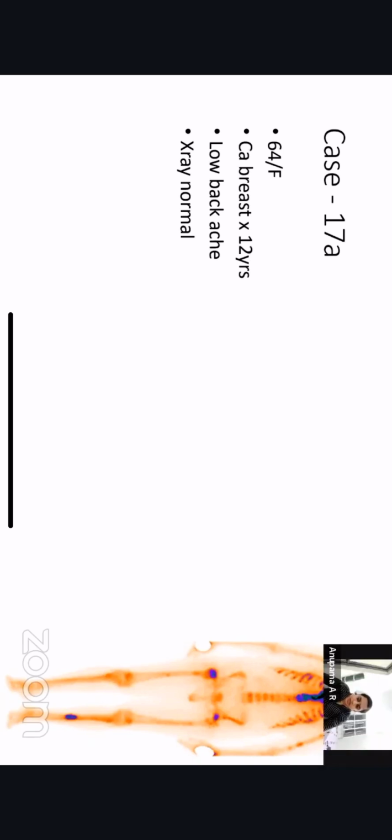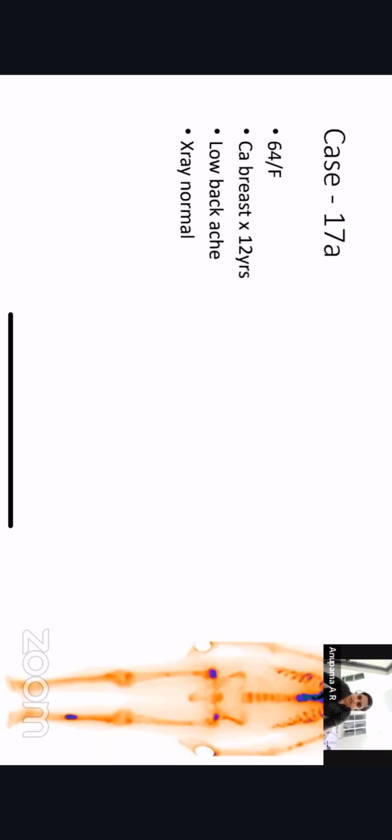CA prostate causes osteoblastic bone secondaries. One more. CA thyroid, CA breast. CA breast and CA thyroid produce what? Osteolytic. Correct. Osteolytic, very good. Then renal cell carcinoma?